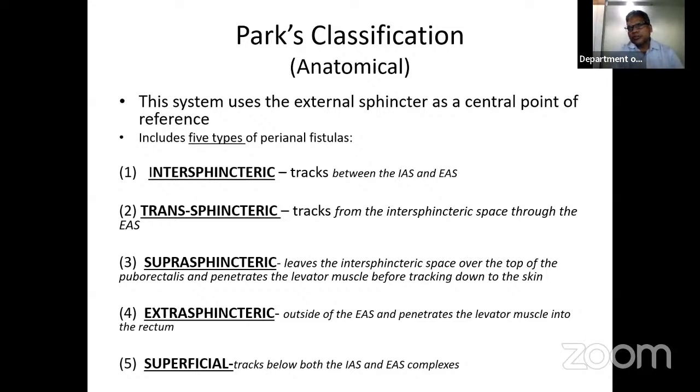Now, why is it important to classify and focus on the anatomical classification? Because it is important to diagnose and categorize fistula correctly, as correct categorization impacts which treatment modality will be most useful or successful in an individual Crohn's patient who presents with anorectal fistulizing disease.